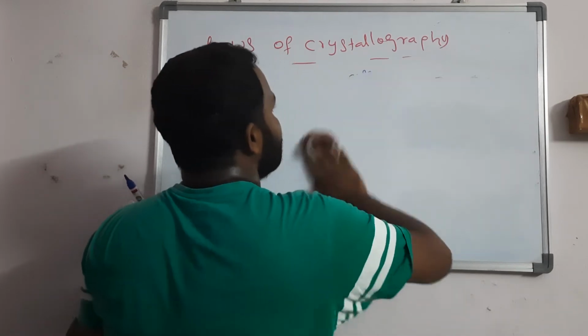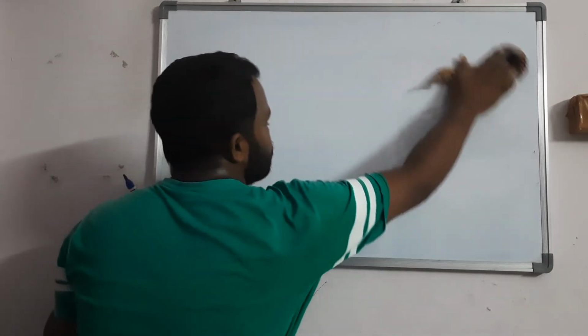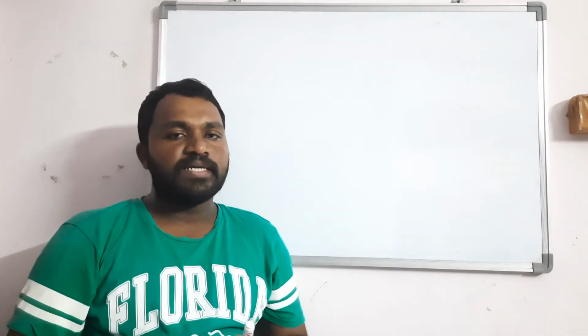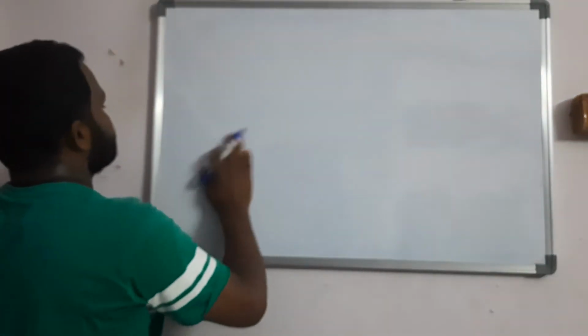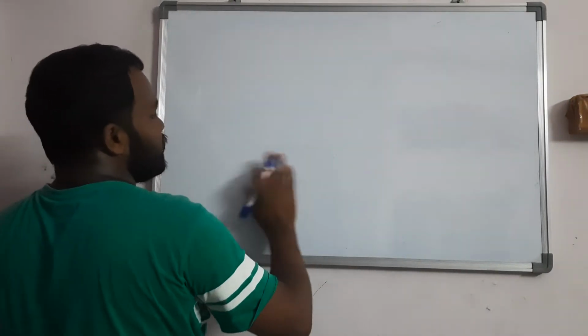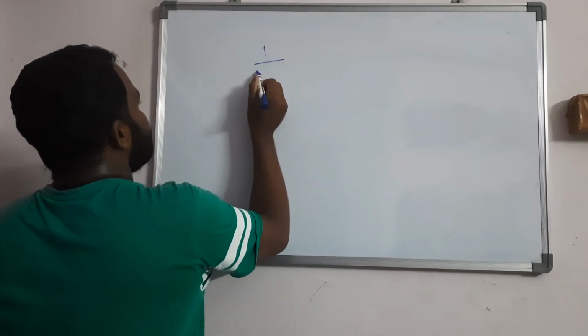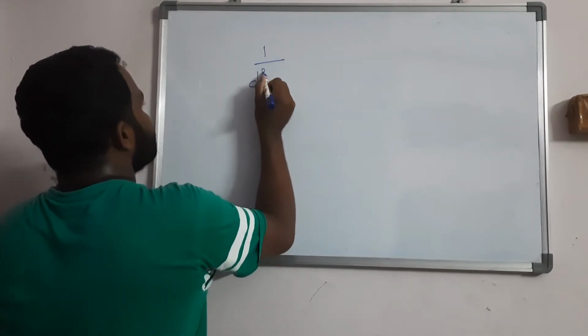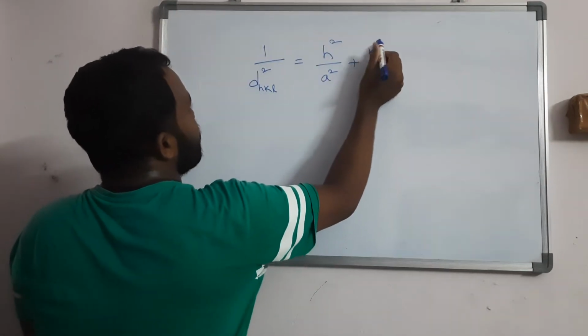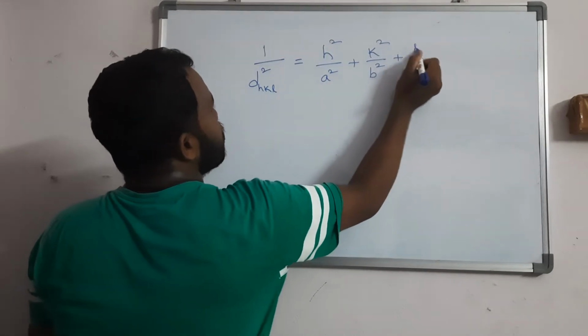Next, the distance between any two successive planes. The next statement is the distance between any two successive planes is called the interplanar distance, d_hkl. So for any system, the value is d_hkl whole square is equal to h square by a square plus k square by b square plus l square by c square.